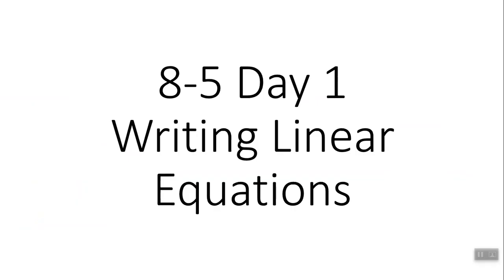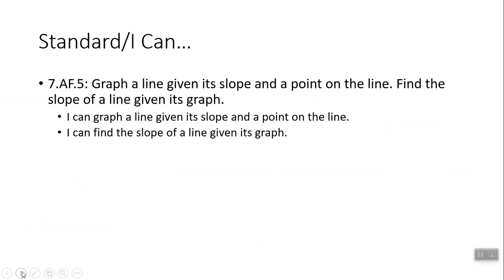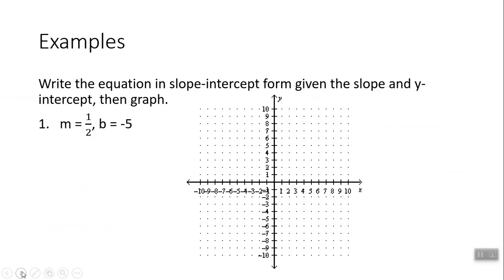Today we're going to start writing linear equations. We split section 8.5 into 2 days. So what you're going to see today is that you're going to write the equation in slope-intercept form, and I'm going to give you the slope and the y-intercept. The first thing we need to remember is slope-intercept form is y equals mx plus b. Today I'm going to give you the m and the b, and you're simply going to rewrite the equation.